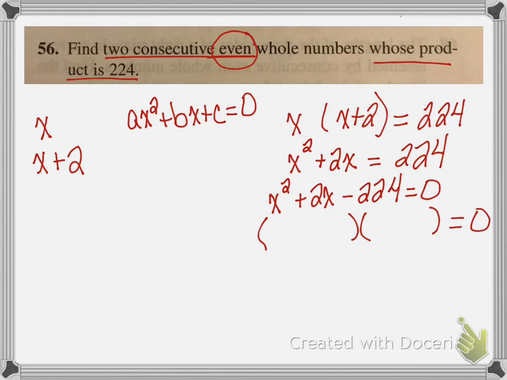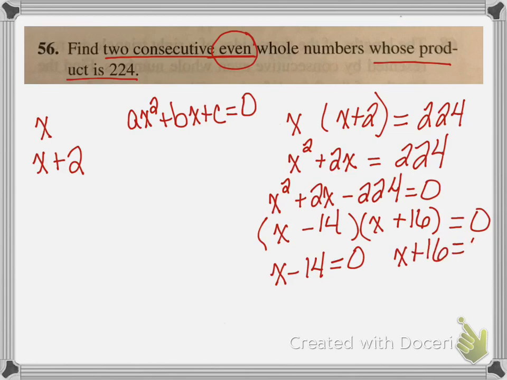Okay. Anybody have the two numbers multiplied together that give me 224? 14 and 16 are the two numbers, okay? One of them is negative. Which one's negative? 14 is negative. So I have x minus 14 and x plus 16. Okay, now to solve this, I put x minus 14 equal to 0, x plus 16 equal to 0. Okay? So x is 14 or x is negative 16.